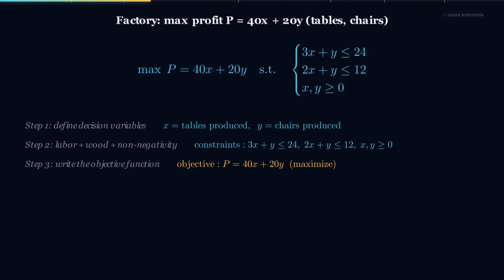Step 3. Write the objective function. Profit p equals 40x plus 20y. We want to maximize p over the feasible region.